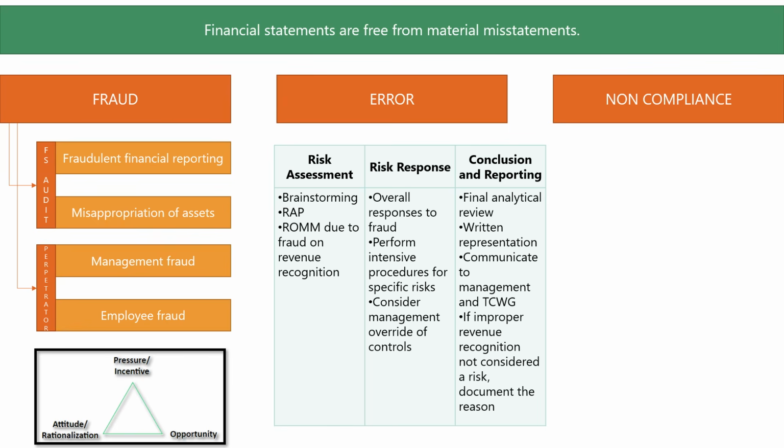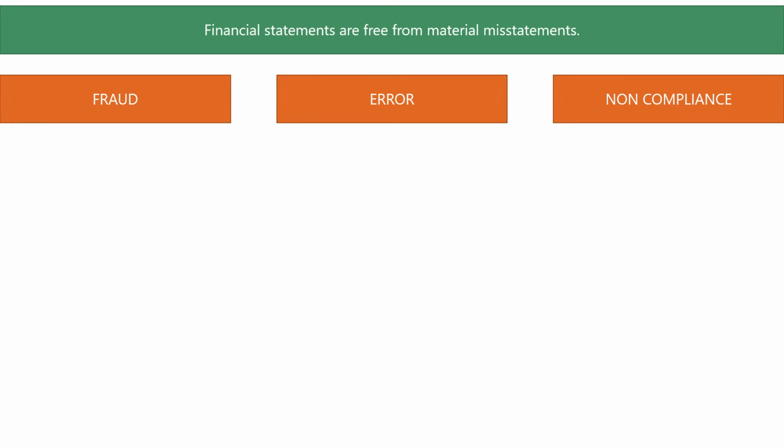But if it involves management, then this has to be reported to TCWG, and or if the company has an audit committee, then the audit committee. Okay, as we have mentioned, if improper revenue recognition is not considered a risk, so if we have rebutted the presumptive risk on revenue recognition, then the auditor must justify and must document the reason. Right? So this is for fraud and error.